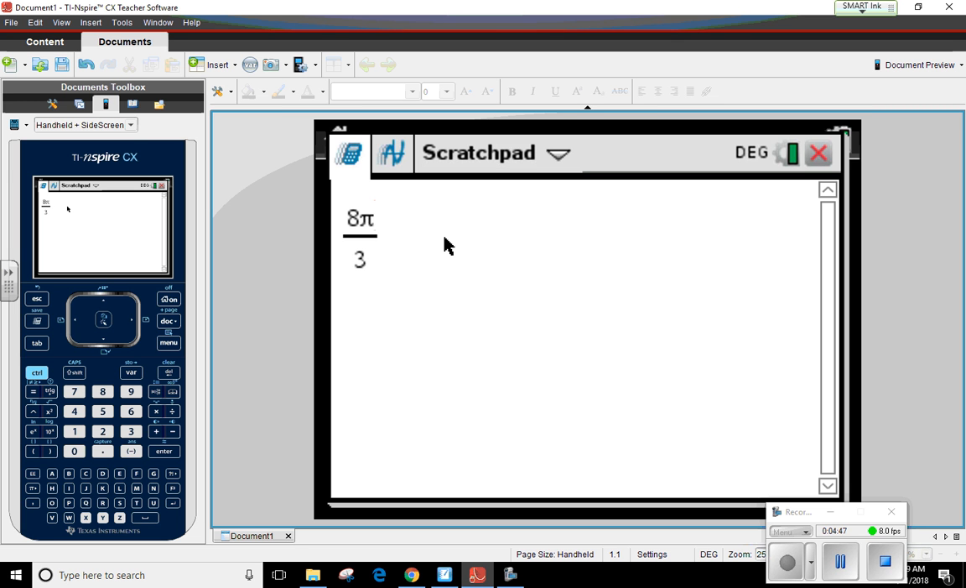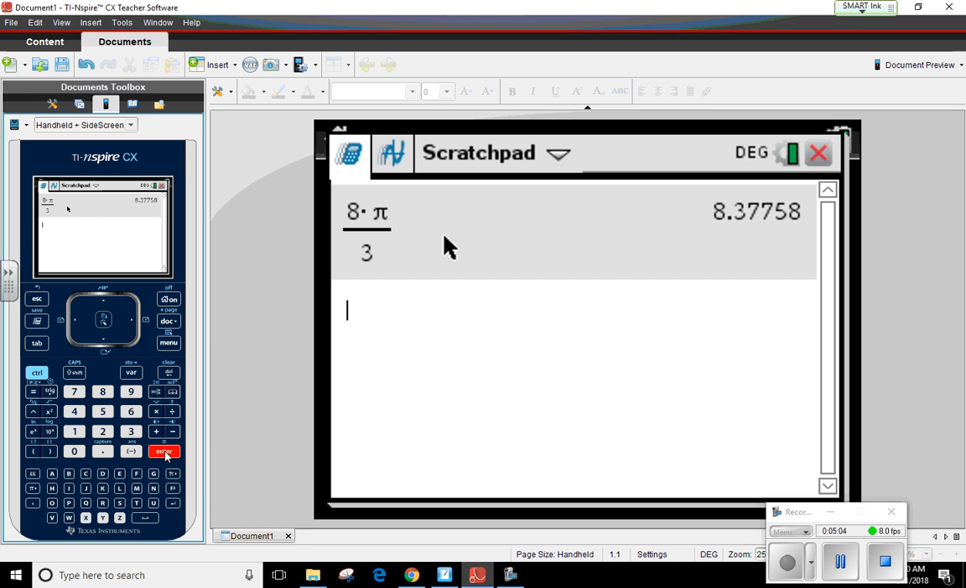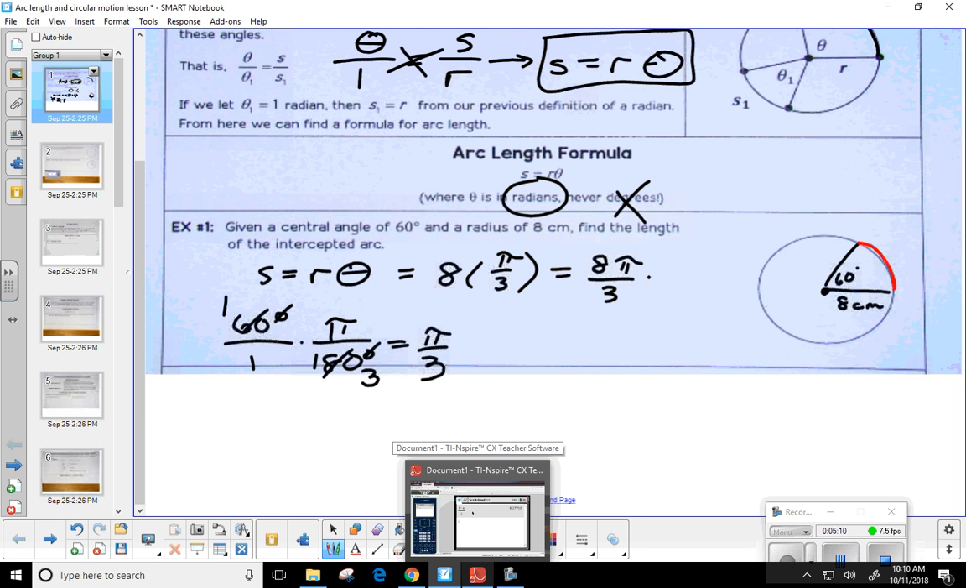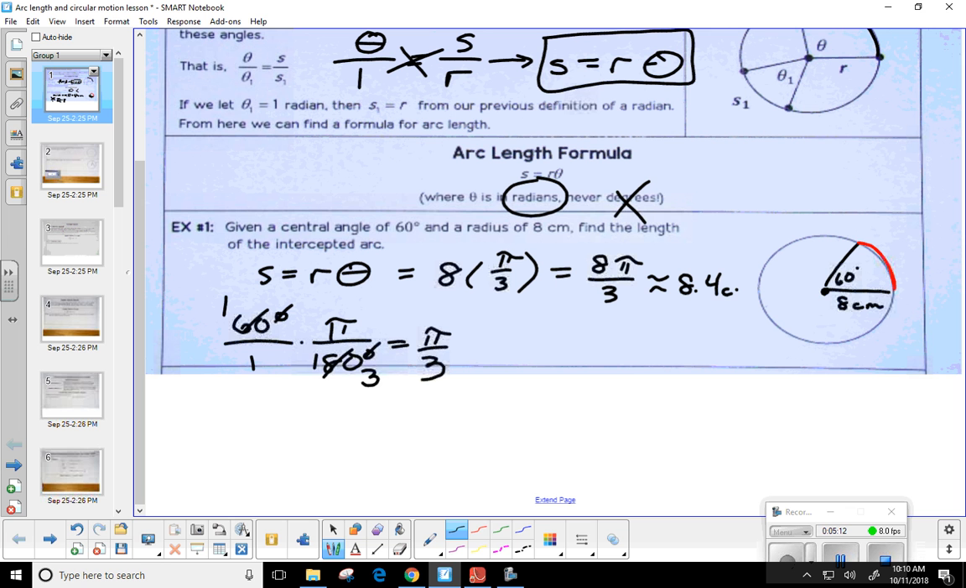How many inches would the arc length be with a radius of 8 and a 60-degree angle? 8 pi divided by 3. Okay, so it's going to be real close to 8. So about 8.4, let's say. Okay, about 8.4 centimeters. So this distance here would be 8.4 centimeters. There we go.